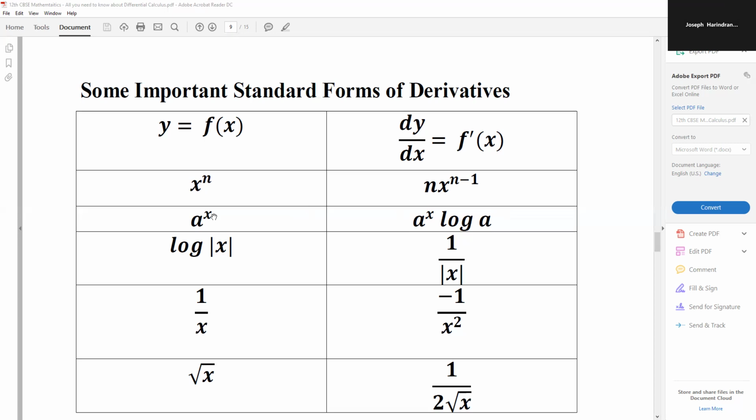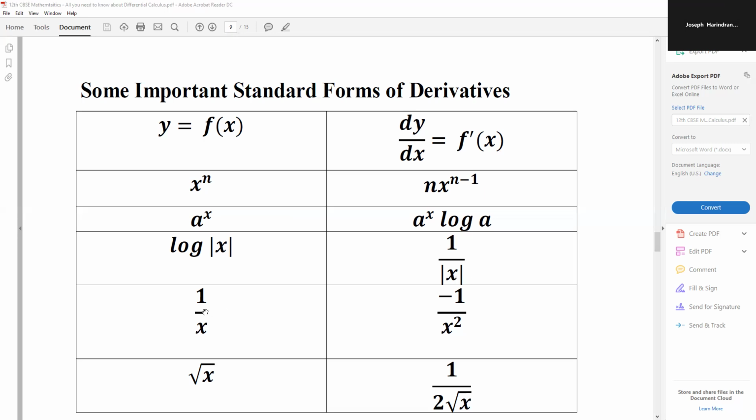Here we have a power x, where a is a constant, a power raised to a variable x. We can write its derivative as a power x log a. Next, log of mod x: log of a negative value is not defined, and log 0 is also not defined, so we take x greater than 0. Here we take only the positive values. The derivative of log mod x is given by 1 by modulus x.